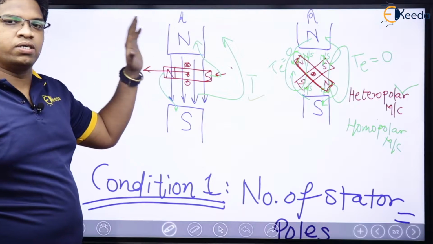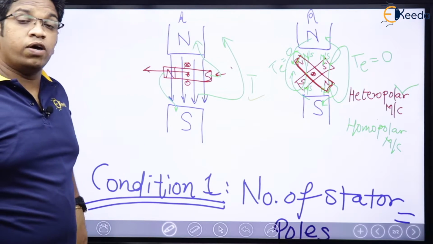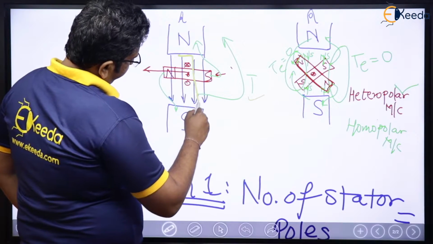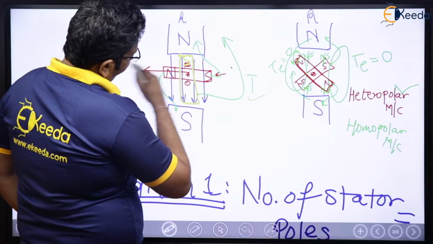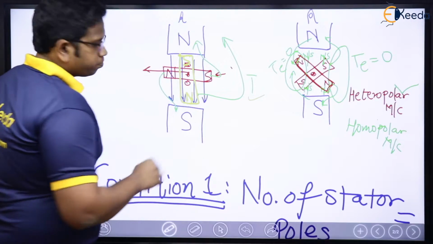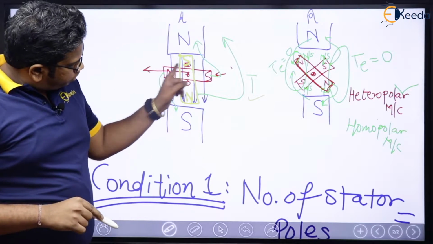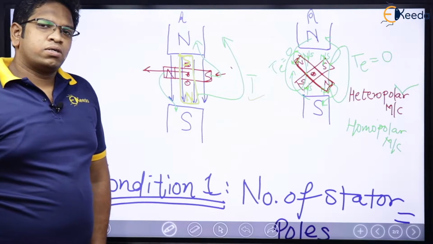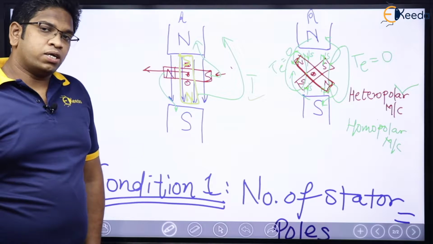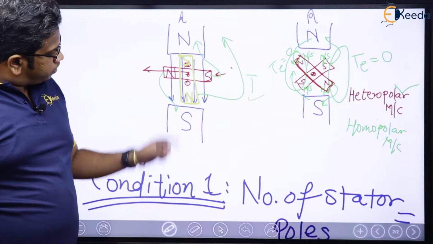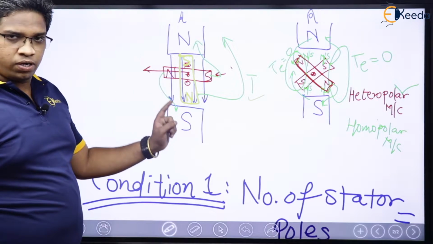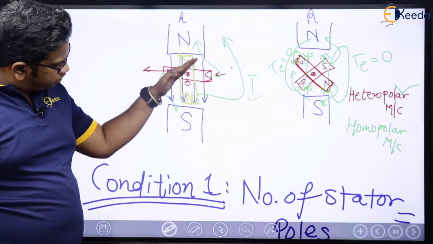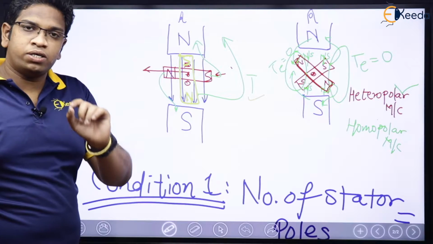So now I am releasing it. What will happen when I am releasing it? This south will go here and this north will come here. Now what will happen, sir? Will there be any torque further? Think. Will there be any torque further after having a 90-degree rotation in this particular fashion?